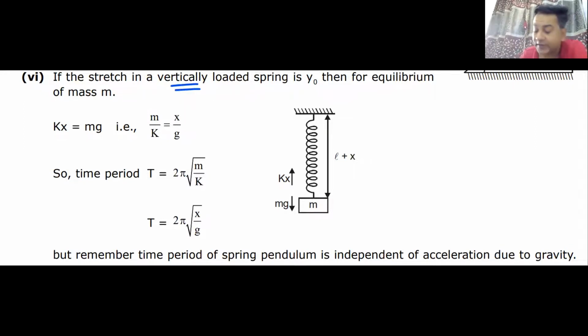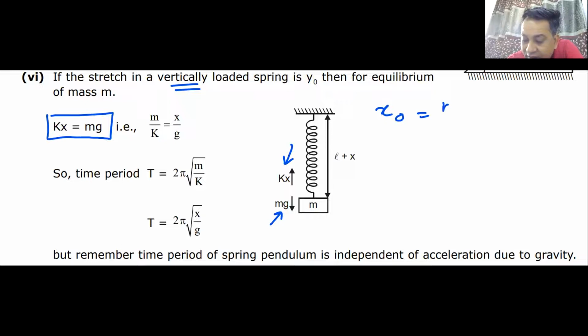This is a vertically loaded spring pendulum, so the block is loaded vertically. In this case, when it is in equilibrium, the upward force is kx and the downward force is mg. So the equilibrium position x, or x naught I call it, will be equal to mg by k. Do we understand this? Please raise your hands and let me know. This is a very important point because this question will come.